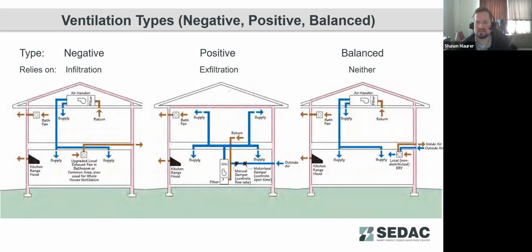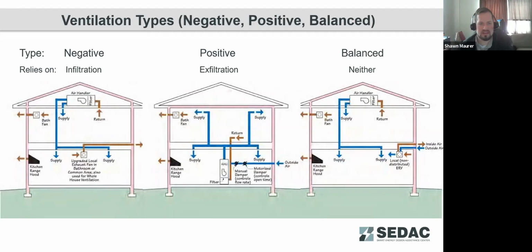And then you've got the balanced strategy, where you've got either two fans that are exhausting and supplying air at the same rate, or more common is to see an energy recovery device, a heat exchanger, to recover the energy on that air. Since it's going in and out on a continuous basis, there's a lot of benefit for the homeowner as far as long-term energy consumption to have that heat exchanger in place to recover the energy within their home and meet that ventilation requirement.